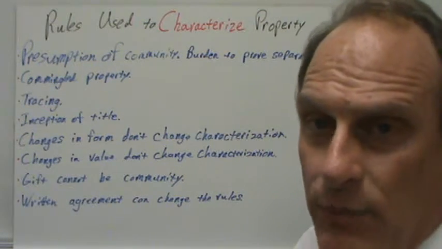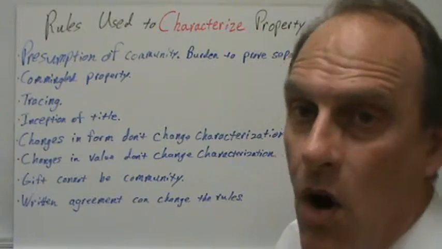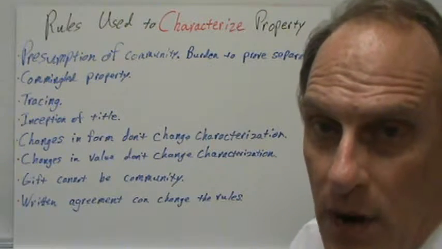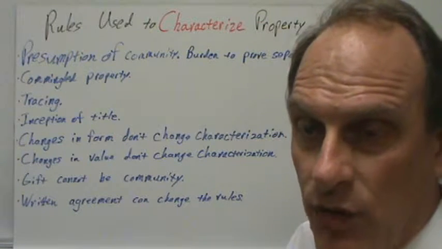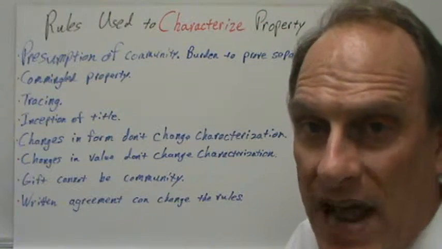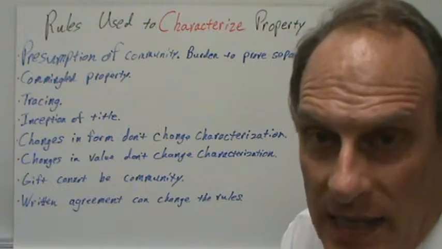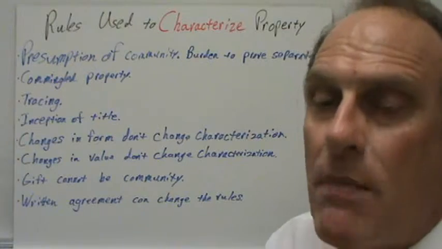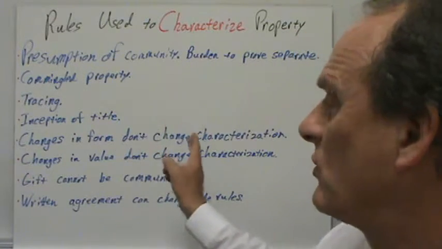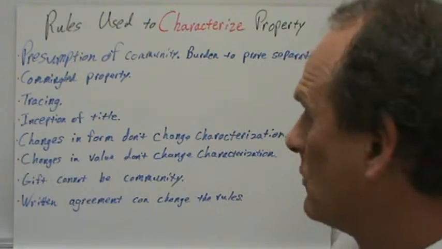If I have a separate property farm or piece of real property, and then I get married, and then I later during my marriage sell it for twice the value of what it was that I received it at while I was single, that increase in value is still my separate property. Changes in value do not change characterization.